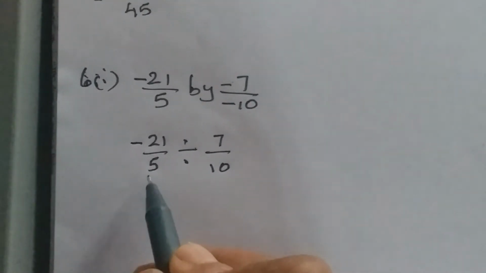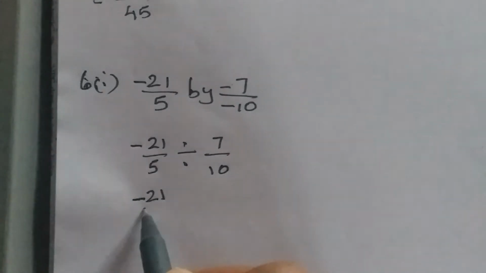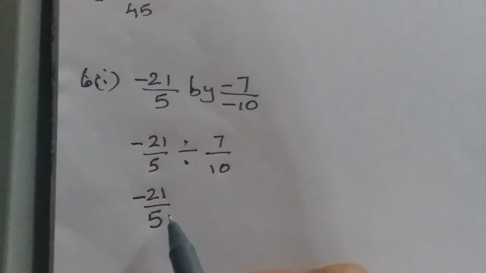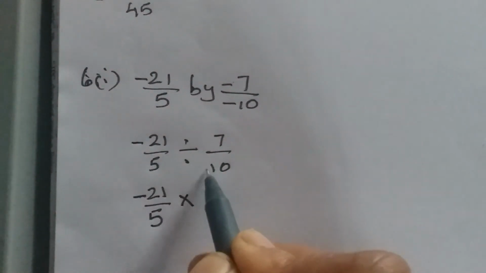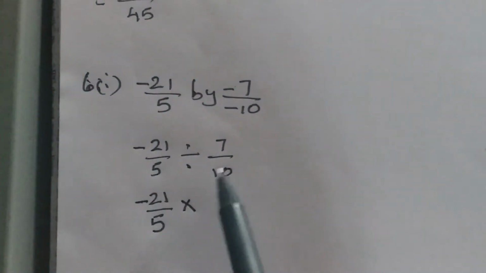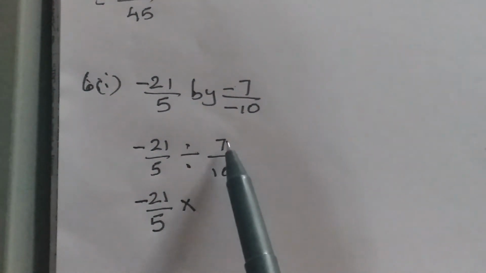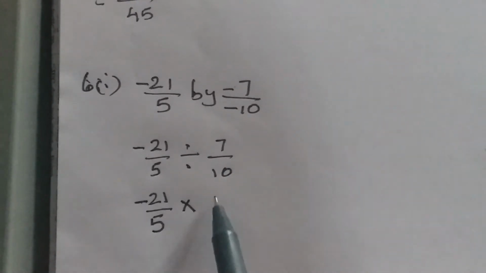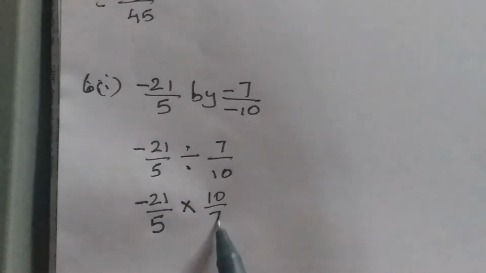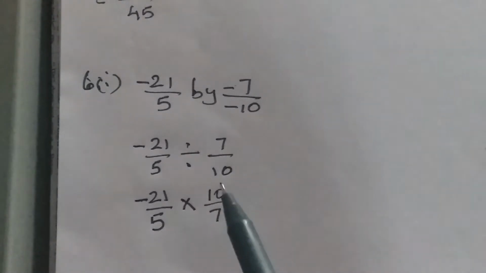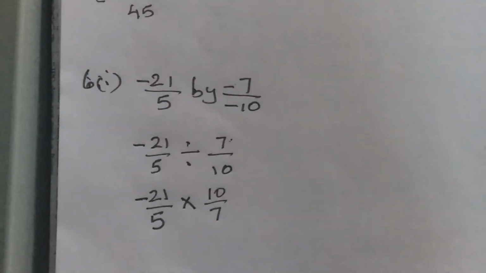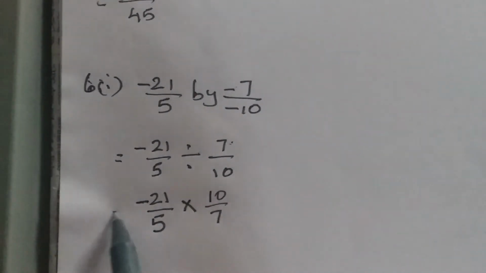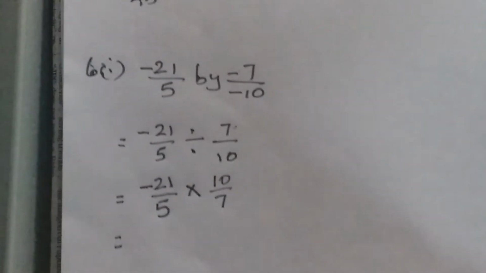What is division? Write the first rational, one step extra than multiplication. Write the first rational number as it is. Change this division into multiplication and write the reciprocal of the second rational number. What is reciprocal? Changing the numerator and denominator. 7 by 10 becomes 10 by 7. No changing plus minus and all. Only changing the numerator and denominator is the reciprocal. Numerator becomes denominator, denominator becomes the numerator. That's all. Now we follow the rule of multiplication as we did the first two sums.